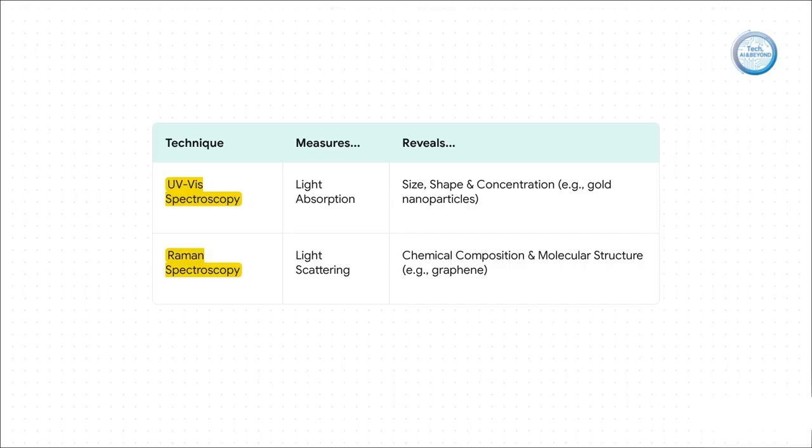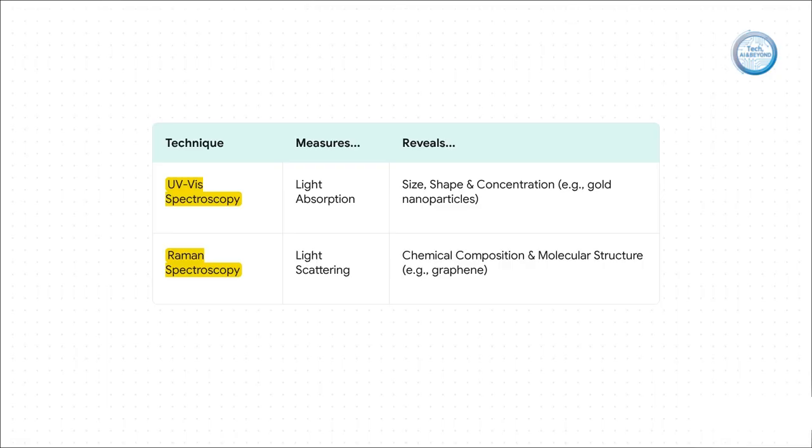Most of the light that hits a sample just bounces off at the same color. But a tiny, tiny fraction of it, maybe 1 photon in a million, actually interacts with the chemical bonds in the material and scatters off with a slightly different energy, a different color. That tiny energy shift corresponds to the natural vibration of the chemical bonds themselves. Think of every chemical bond, like a carbon-carbon bond, as a tiny guitar string that vibrates at a specific frequency. Raman spectroscopy essentially plucks all these molecular strings with a laser and listens to the notes they play.